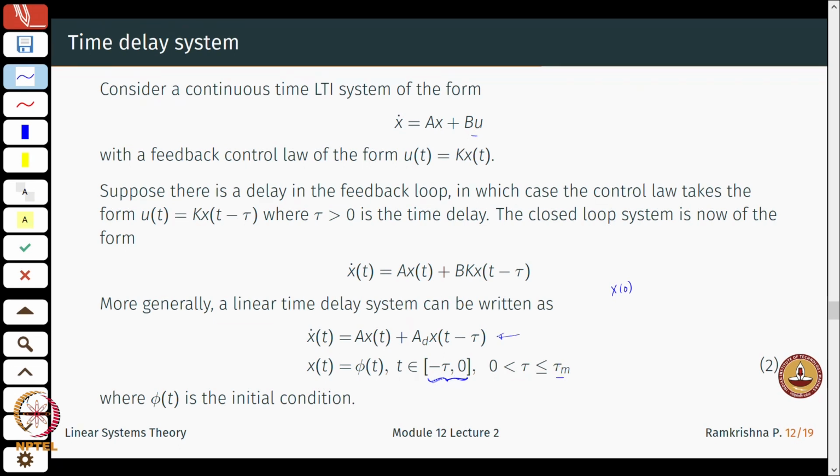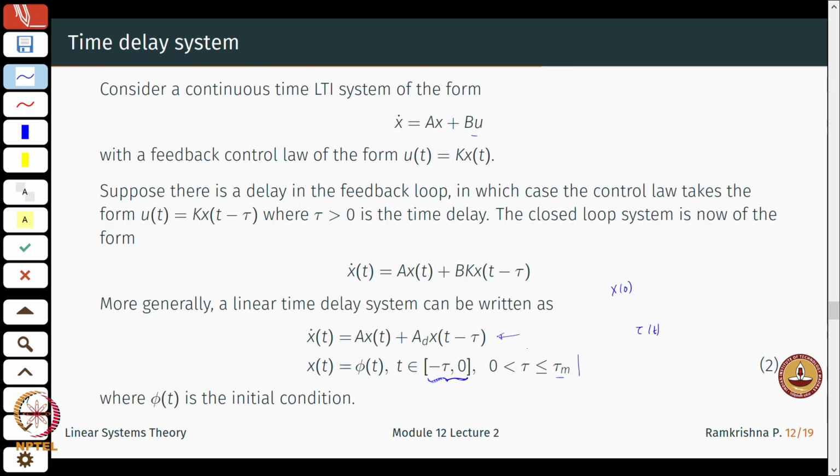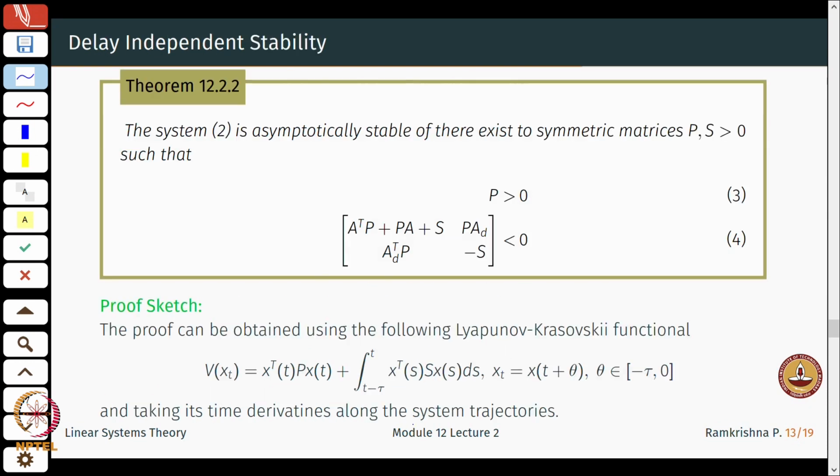I will also assume that the delay is bounded from above. One more assumption we make is that the delay is constant with time, but there are also results where the delay changes with time, and then you say how fast or how slow it changes, and so on, but we will restrict ourselves to constant delays. So this system, we will call it system 2, is asymptotically stable if there exist symmetric matrices P and S such that P is greater than 0 and an LMI like this holds.